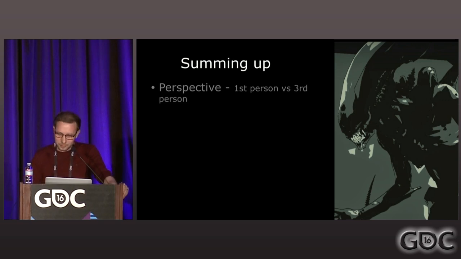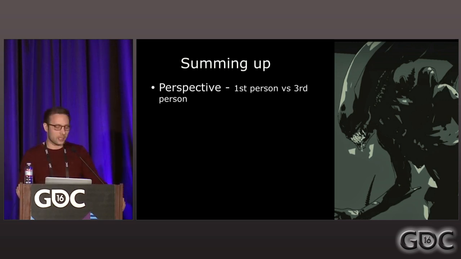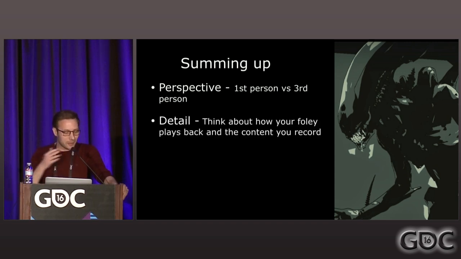So summing up, think about perspective in your games. There's lots of different perspectives, first person, third person, there's more than that. Think about how you're capturing your Foley and using Foley to sell that perspective. Detail: think about how much detail you're putting into your Foley, but also how it plays back in the game, because if you have the best sounding Foley in the world, but it plays back in an unbelievable way, then the result's going to be wooden and unrealistic.